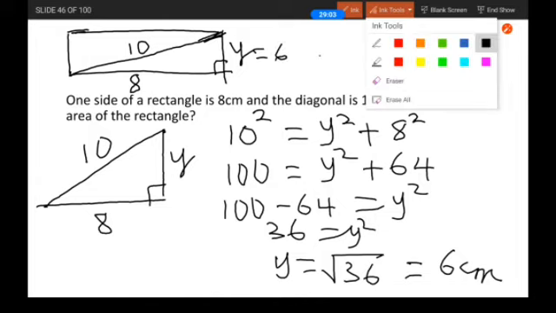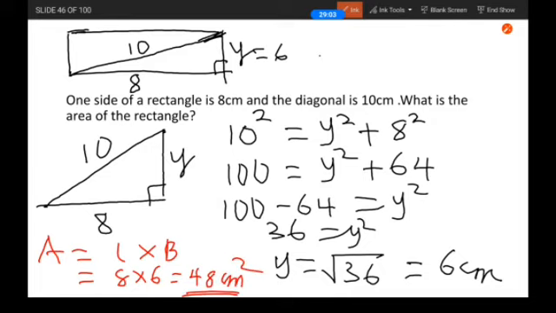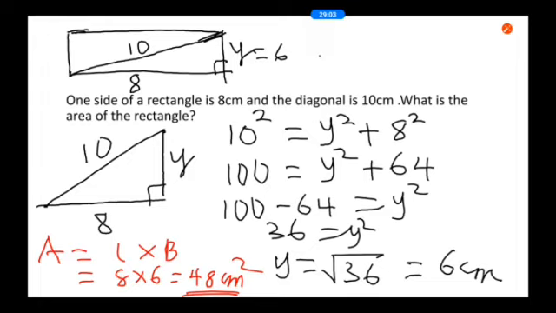Now remember that the area of a rectangle is length times breadth, and that is 8 times 6, and that gives us 48 centimeter squared, and that is it. So you have to interpret questions well. Let's look at the next one.